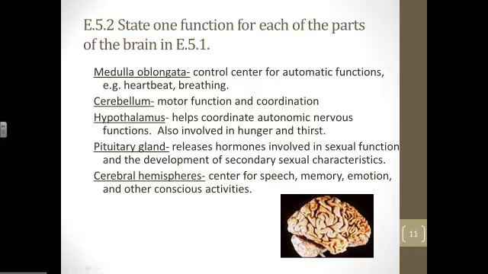This slide shows written descriptions of the functions of the areas of the brain previously mentioned. Let's see how much you remember. Which structure in the brain is known to release hormones and be involved in sexual function and development of secondary sexual characteristics? That would be the pituitary gland. Which structure is involved in motor function and coordination? Cerebellum. And finally, what's the control center for automatic functions such as heartbeat and breathing? That's the medulla oblongata.